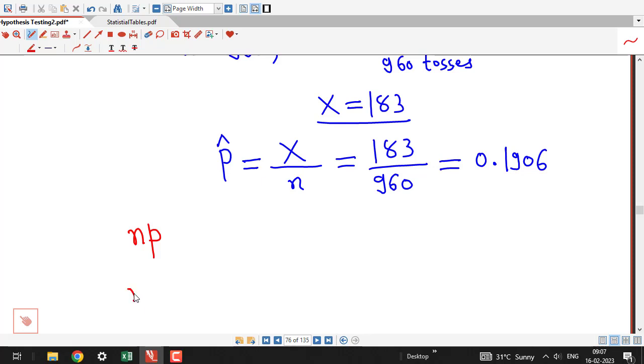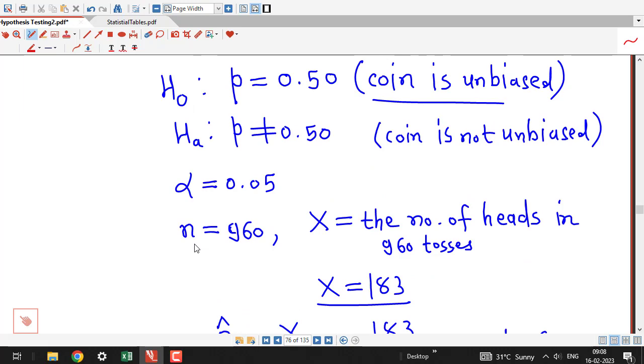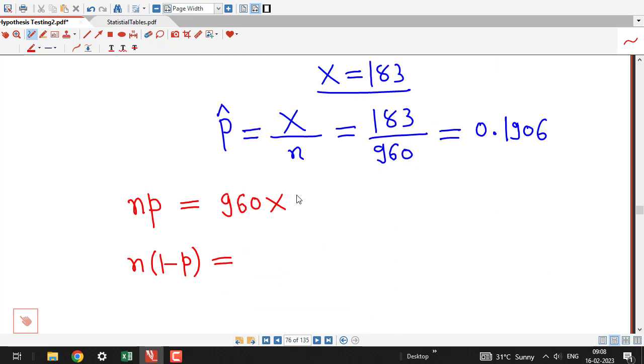Now to apply large sample test for population proportion, if you recall, we have to check two conditions, n times p and n times 1 minus p must be greater than 5. Here n means sample size is 960, small p means population proportion, which we have assumed as 0.50. So if I find out this product, then I obtain 480, which is obviously greater than 5.